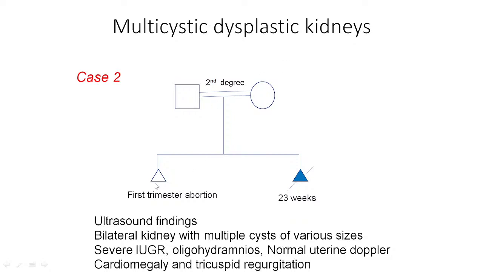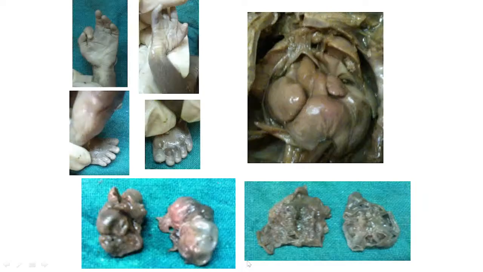There is a first trimester abortion to the couple, and the fetus which is submitted for fetal autopsy analysis is 23 weeks in nature. Ultrasound what we have seen: bilateral kidney with multiple cysts of variable size, severe IUGR, oligohydramnios, normal uterine Doppler, cardiomegaly and tricuspid regurgitation.